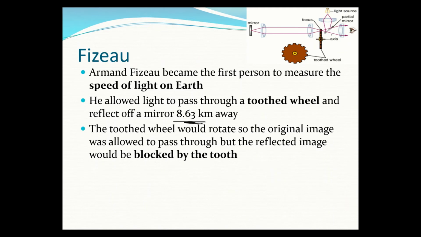So the toothed wheel would rotate, so the original image was allowed to pass through, but the reflected image would be blocked by the tooth. So that's what he was looking to do. So here's his light source. You think of light as like a light bullet.